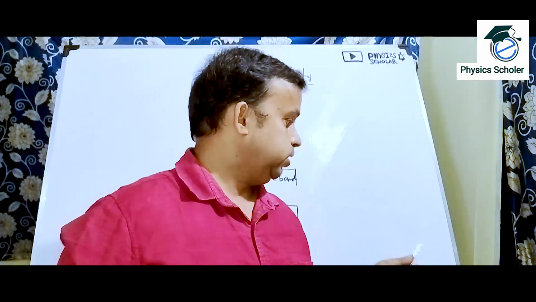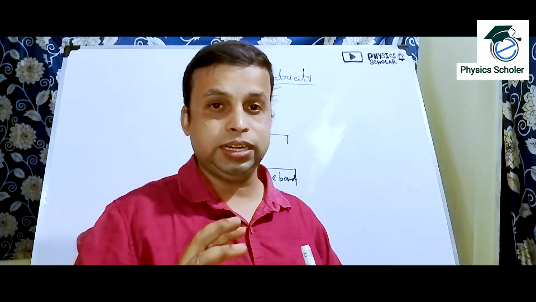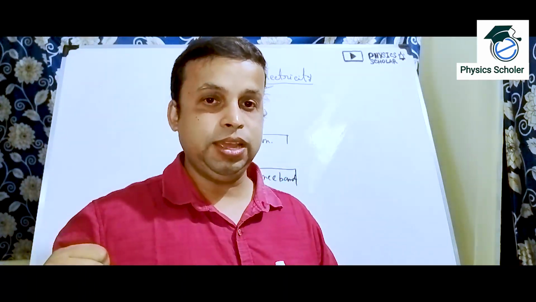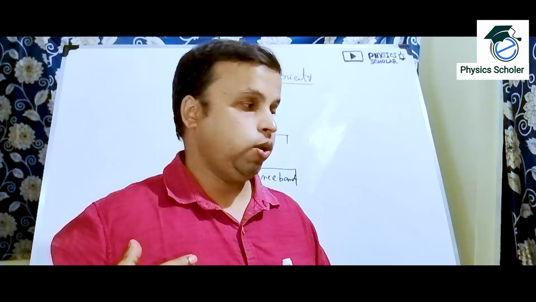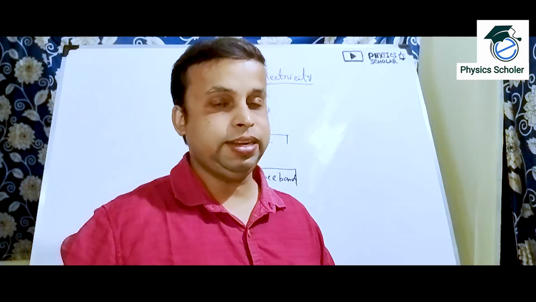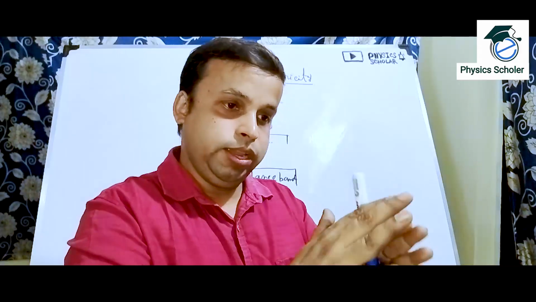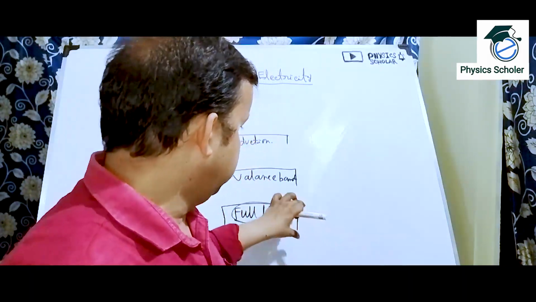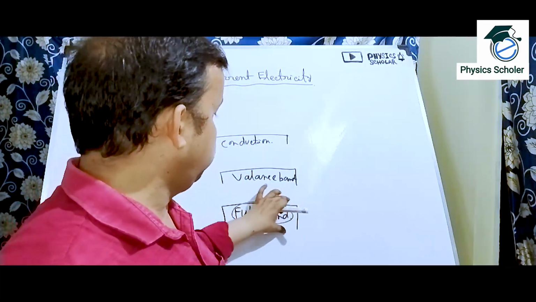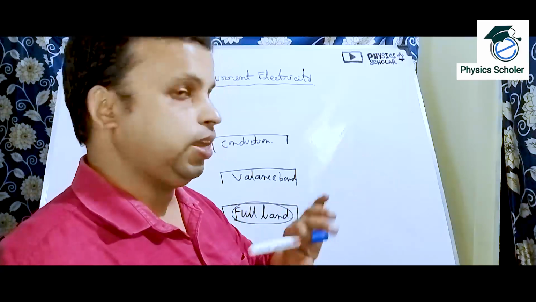So these are known as the full band. Those electrons cannot be taken out from the orbit easily, and they do not take part in any chemical reaction. The total number of electrons forming one band or one energy level is known as the full band.